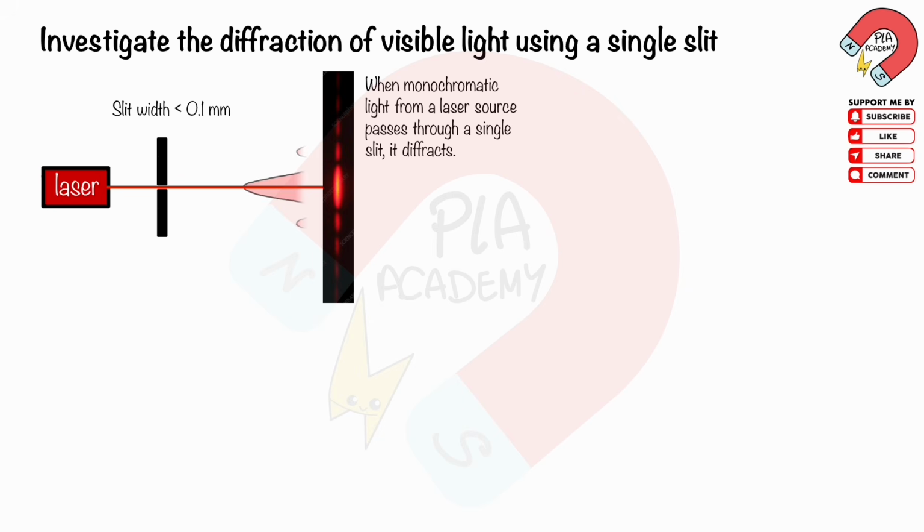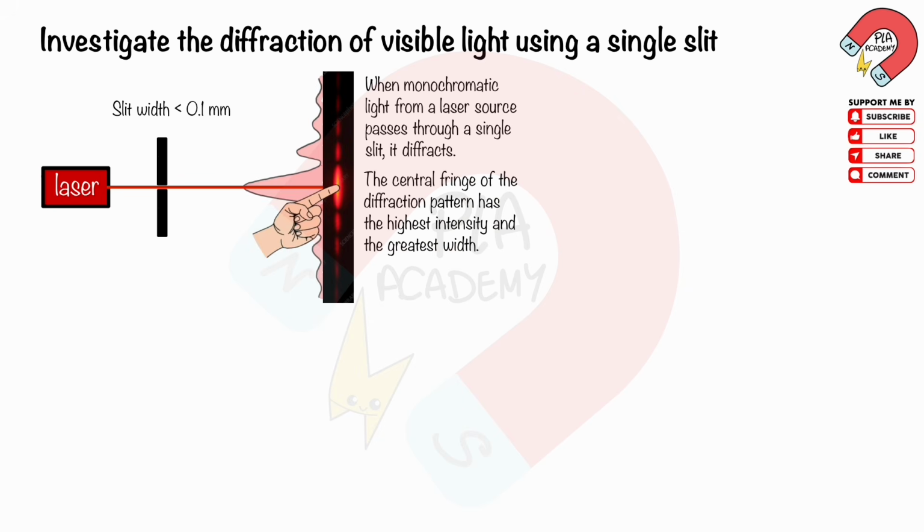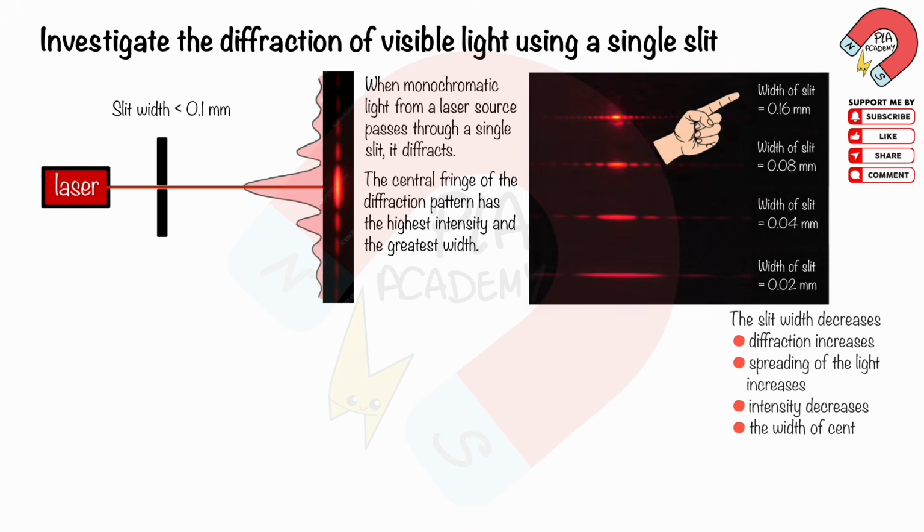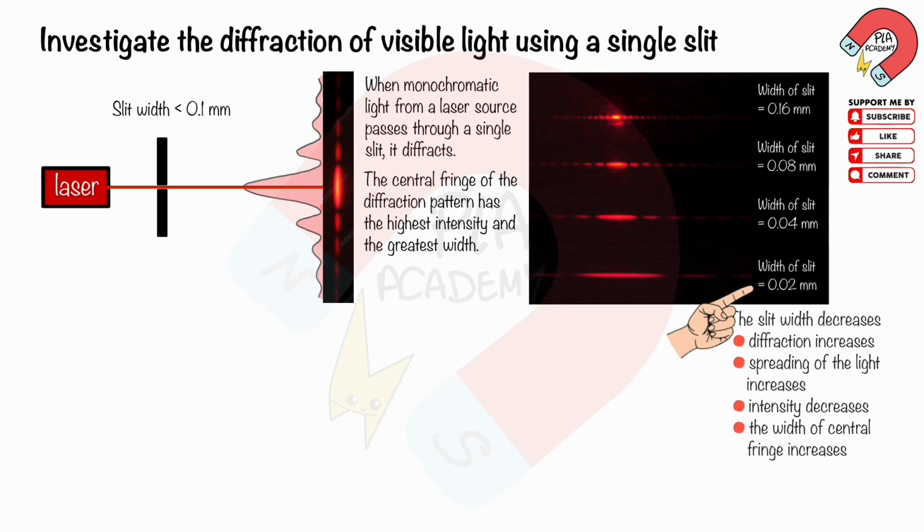The central fringe of the diffraction pattern has the highest intensity and greatest width. Decreasing the slit width increases diffraction, leading to greater spreading of the light and a decrease in intensity. This increased diffraction also results in a wider central fringe.